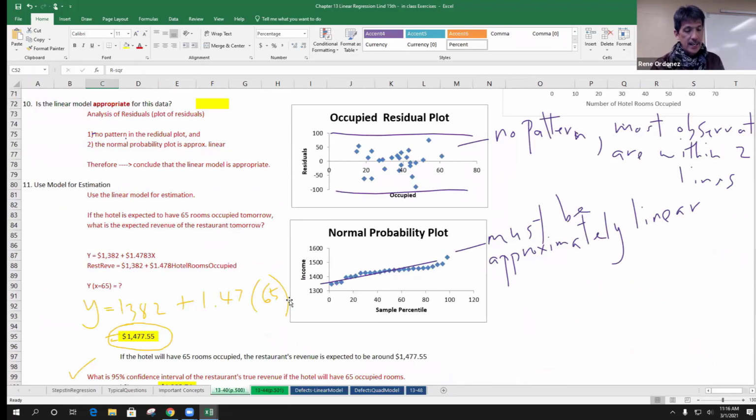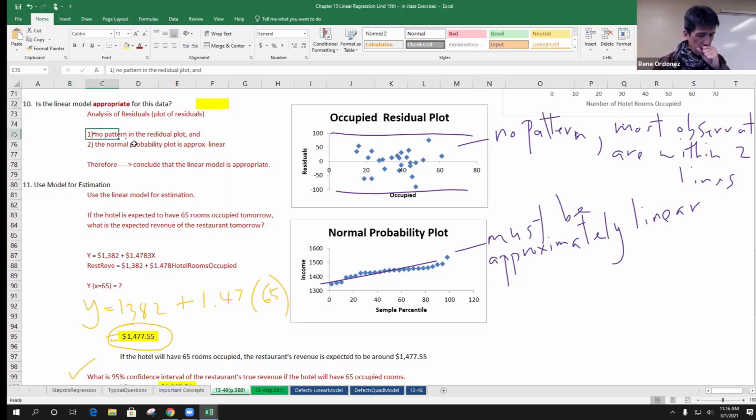When we looked at the analysis of residuals, we concluded that a particular chosen model, in this case the linear model, is appropriate if, 1, there is no pattern in the residual plot, and 2, the normal probability plot is approximately linear. I'll copy these two so I don't have to go back here every time.